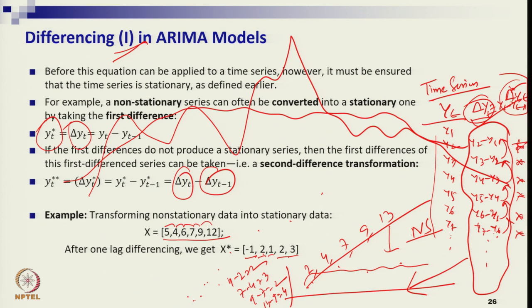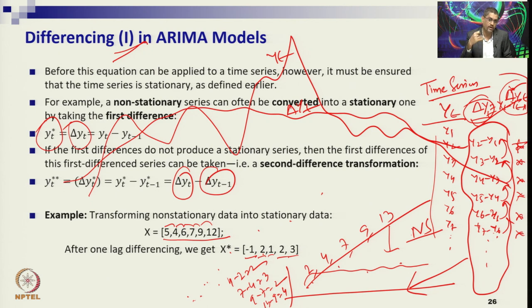Now suppose this is the first one, the main data, yt. This is delta yt, and you found that this is also non-stationary. How to check whether you have converted the data into stationary or not, we will do in the next slide through the Dickey-Fuller test. That testing part, when to stop and how many rounds of differencing you should do to confirm the data becomes stationary, we'll discuss later.